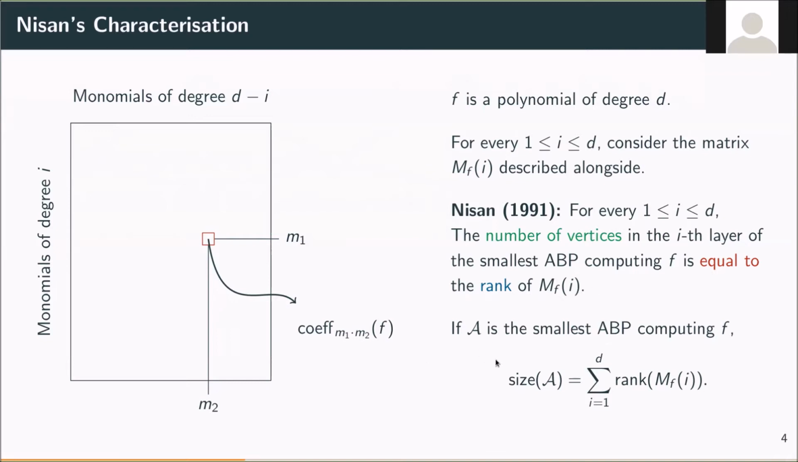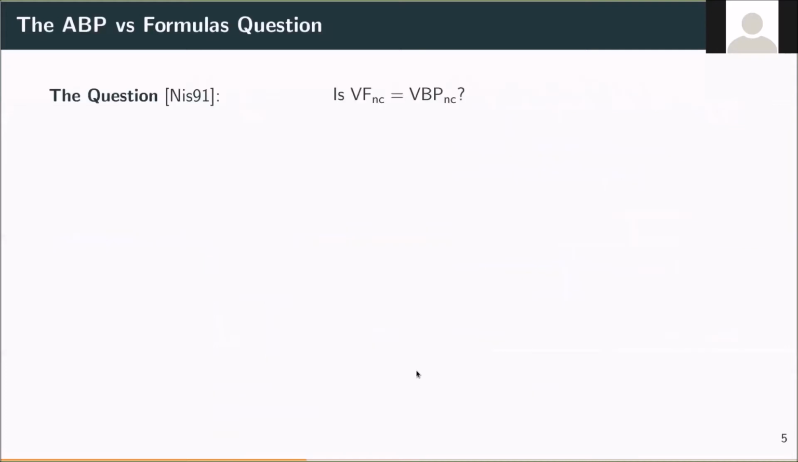However, as far as I know, there is no lower bound known against general non-commutative formulas that does not go via this characterization. That is, any lower bound known against non-commutative formulas is in fact a lower bound against non-commutative ABPs itself. Therefore, the natural question at this point is whether VF and VBP are equal in the non-commutative setting. And this was asked by Nisan himself in his original paper. This question remains open, but we make some progress towards its resolution.